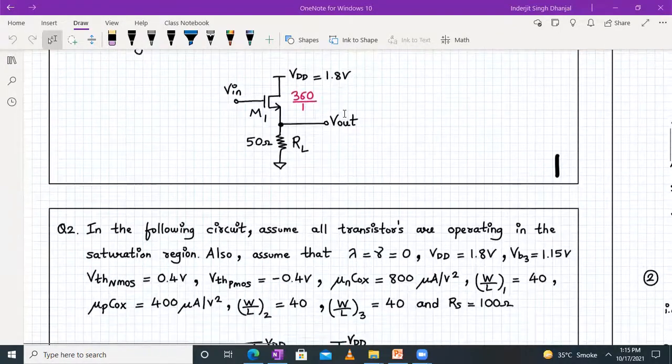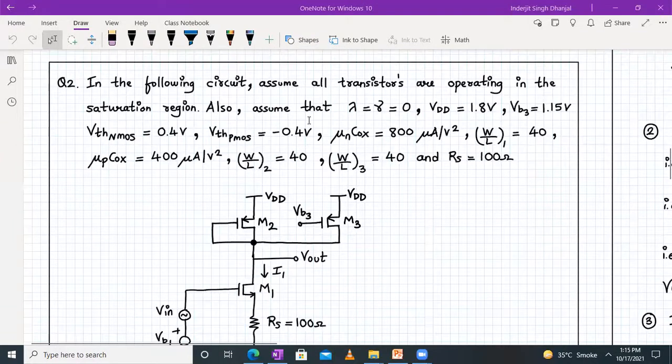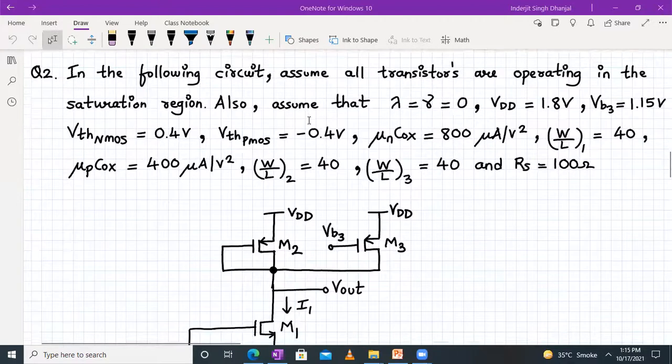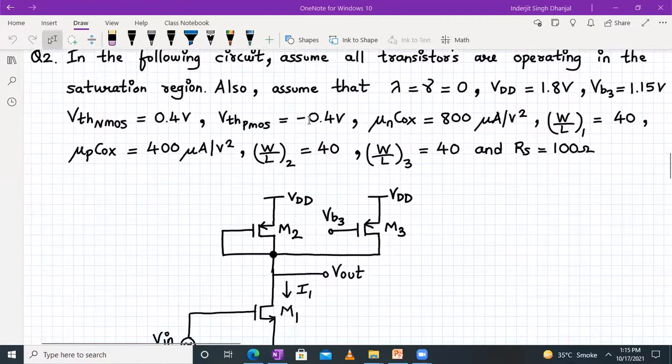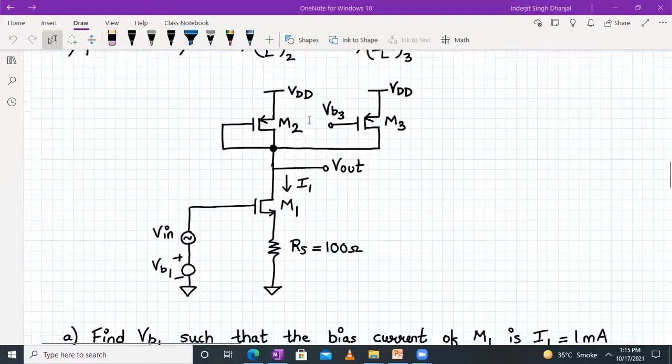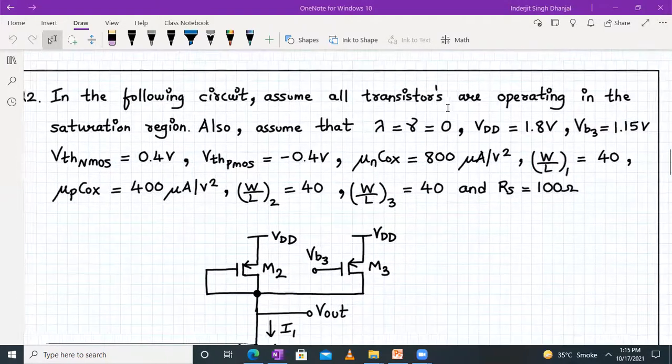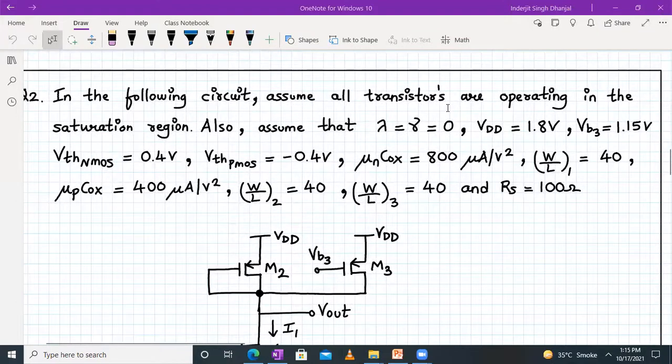Question number 2 was for 20 marks. Let's understand the question thoroughly here, and then we will jump into the solution. In the following circuit, we assume that the transistors are operating in the saturation region. There are 3 transistors: one NMOS transistor M1 and 2 PMOS transistors M2 and M3. Let us understand what they are asking us to find. Assume all the transistors are operating in the saturation region. Also assume that lambda is equal to 0 and gamma is equal to 0. That means for all the transistors, lambda and gamma will be 0.